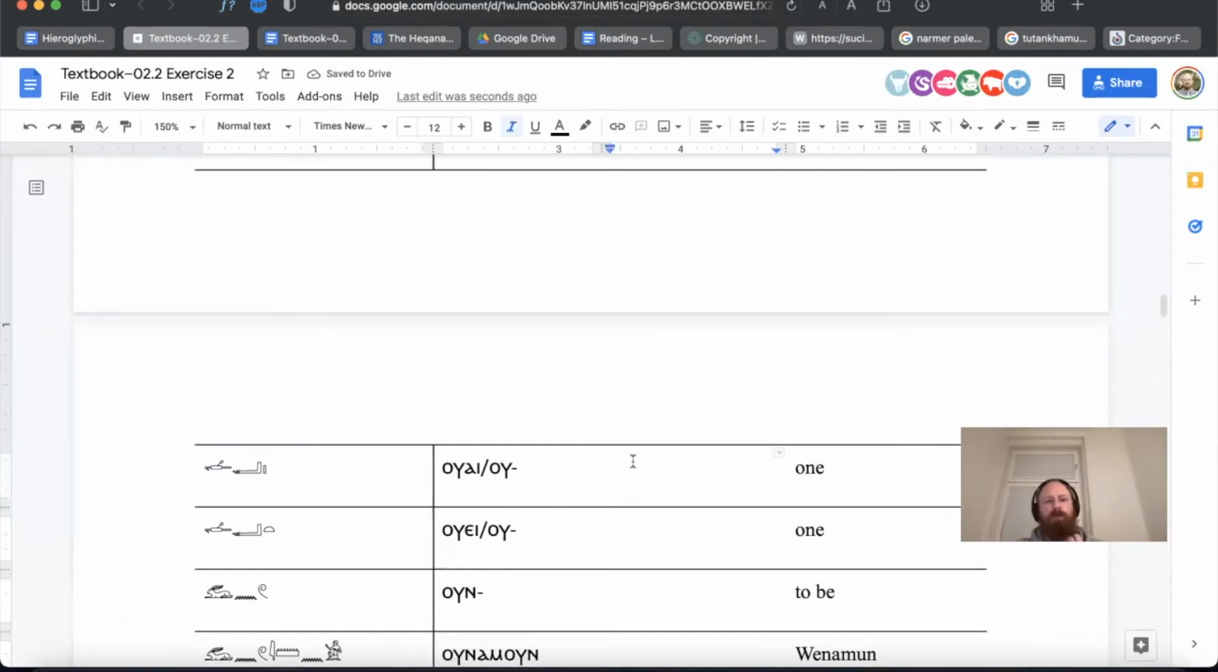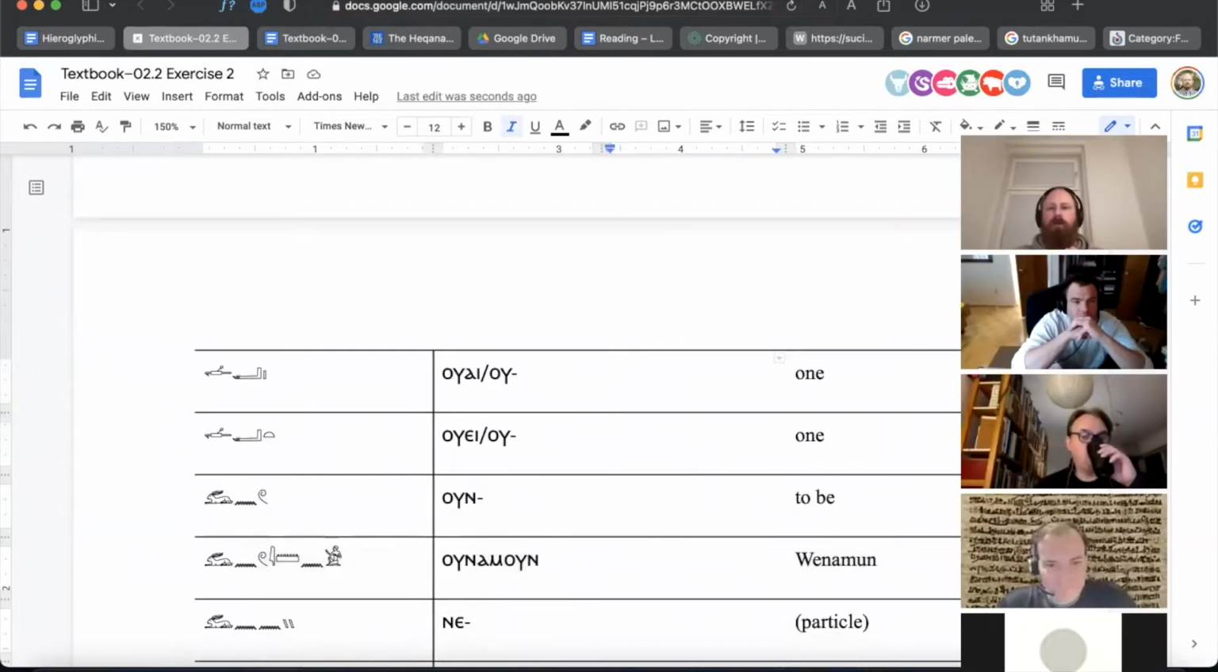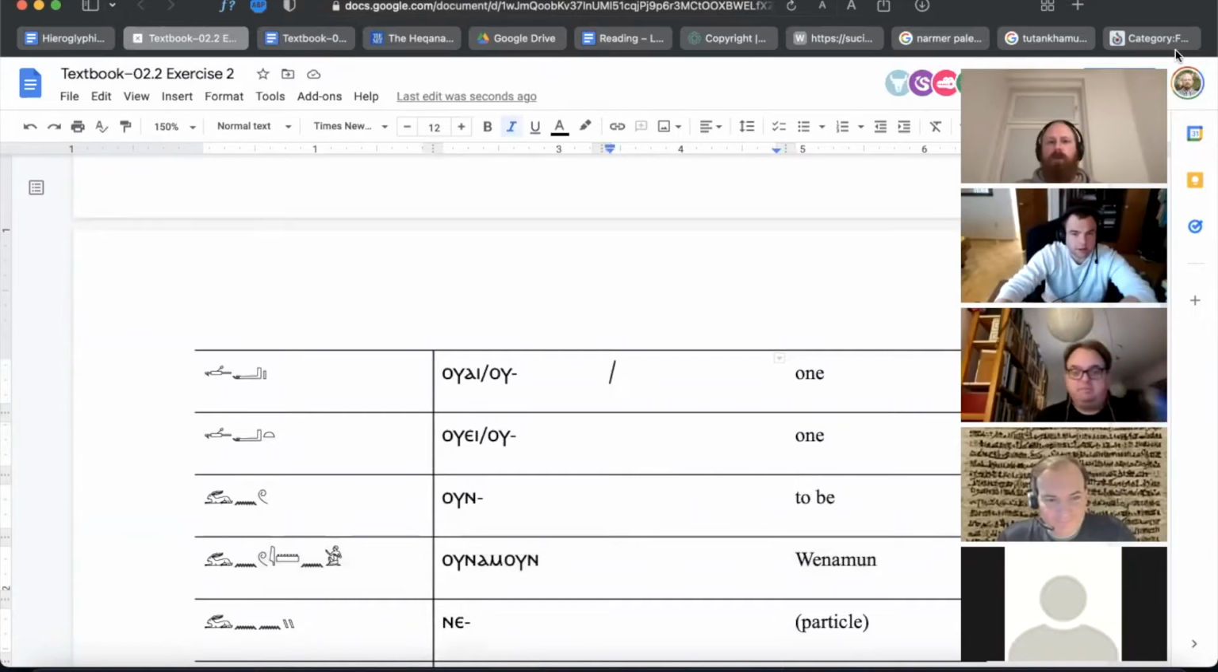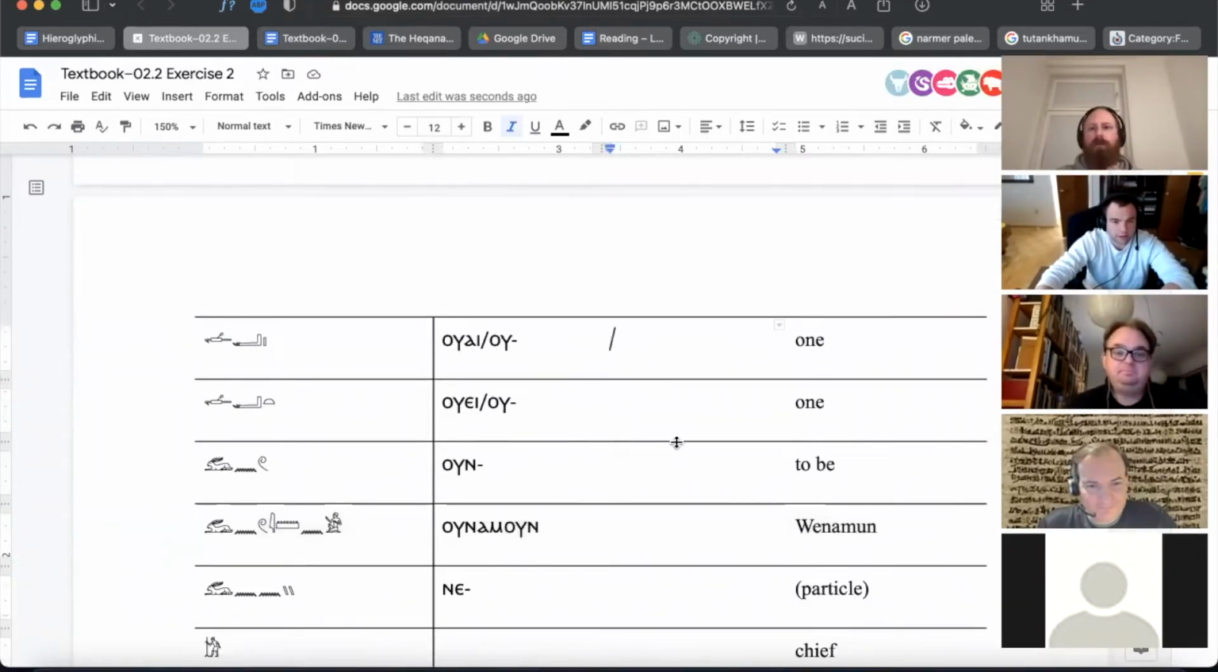A bit verbose, but anyway. Okay, so we're gonna see how many of these we can get through. I think we can probably get through a lot. We have 50 minutes, so let's see what we can do. Does anyone want to volunteer?